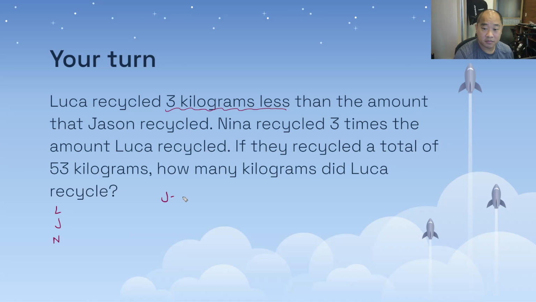So Jason minus 3 equals Luca, right? And Nina recycled 3 times the amount that Luca recycled. 3 times the amount that Luca did. And if we add all of these together, it would be 53. But first, what we should do is get all of these letters to be the same letter. We're going to do that with substitution.